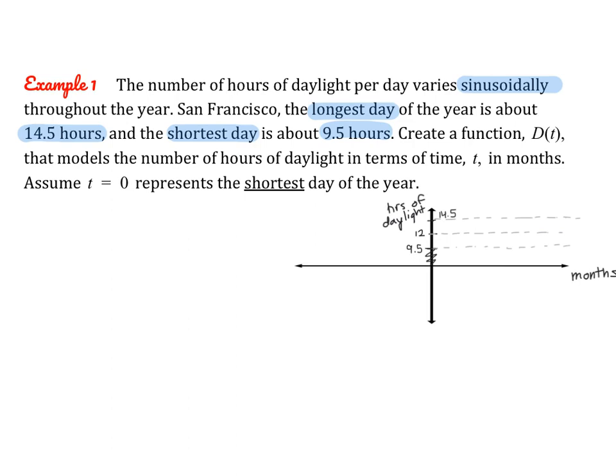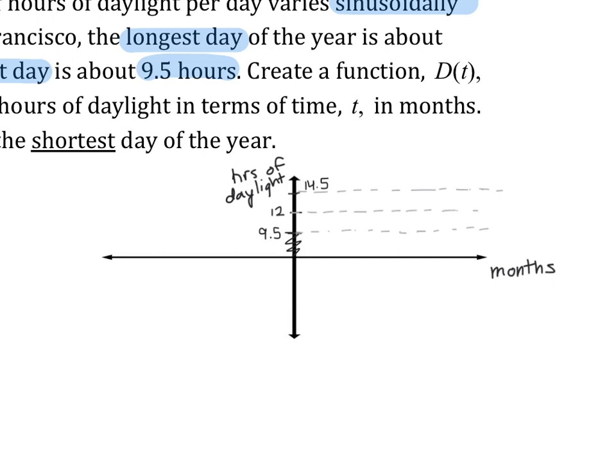To draw a really quick sketch, we know that t equals 0 is going to represent our shortest day, so we'll put our first point here. Since it takes a full year to repeat a cycle, our period is actually going to be 12 months. So we can do 1, 2, 3, 4, 5, 6, 7, 8, 9, 10, 11, 12. By the end of 12 months, it's going to return back to the minimum. That means that halfway in between, it will be at its maximum. So we can go 1, 2, 3, 4, 5, 6, and go up to the maximum.